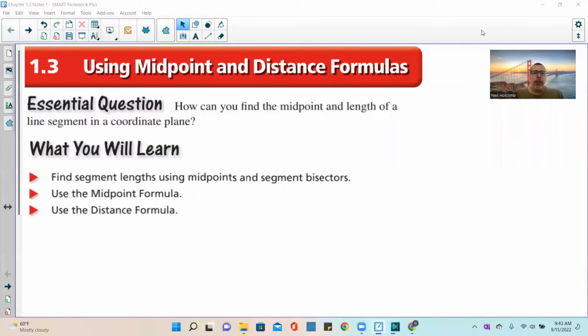Okay, chapter 1.3, using midpoint and distance formulas. Essential question, how can you find the midpoint and length of a line segment in a coordinate plane? What you will learn in this chapter will be find segment lengths using midpoints and segment bisectors, use the midpoint formula, and use the distance formula. Okay, so let's just jump right in.